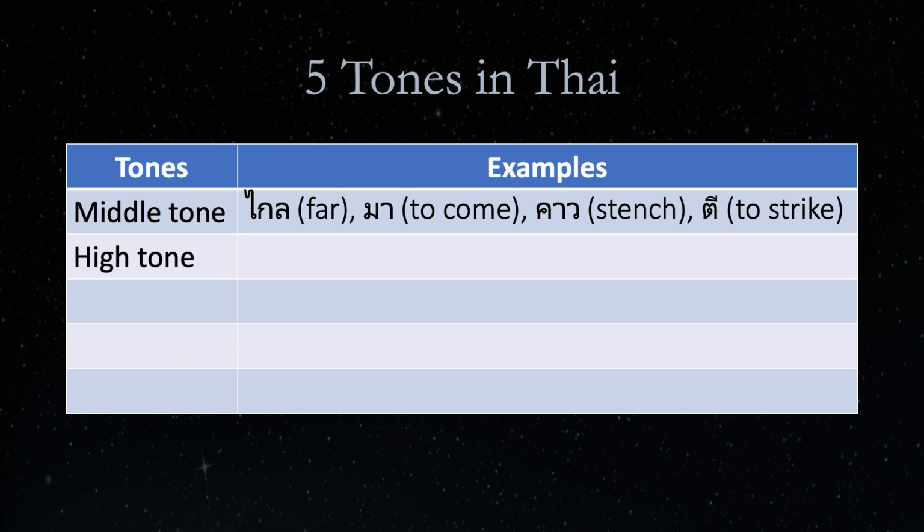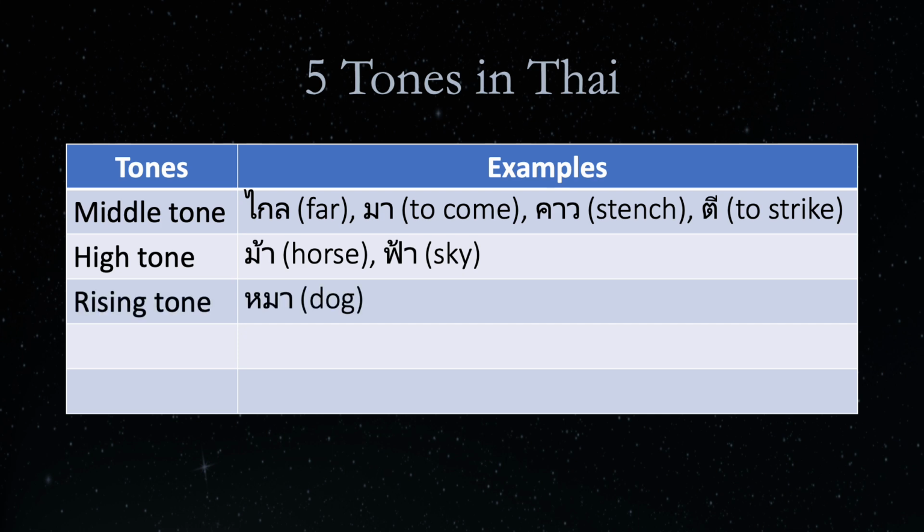In the high tone, we had the examples ma meaning horse and fa meaning sky. Ma, fa. The examples for the rising tone are ma meaning dog, si meaning color, and kao meaning white. Ma, si, kao.